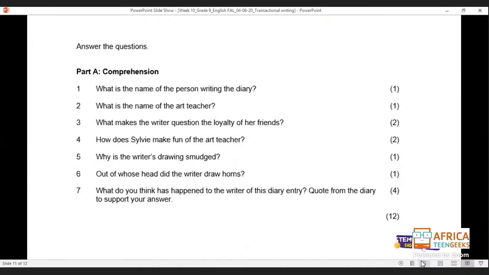The last question, which is with 4 marks. What do you think has happened to the writer of this diary? Quote from the diary to support your answer. 4 marks. What do you think has happened to the writer of this diary? Quote from the diary to support your answer.